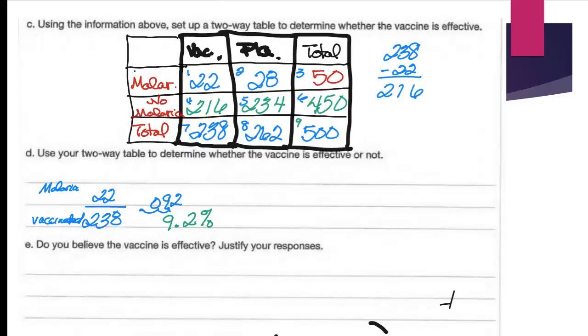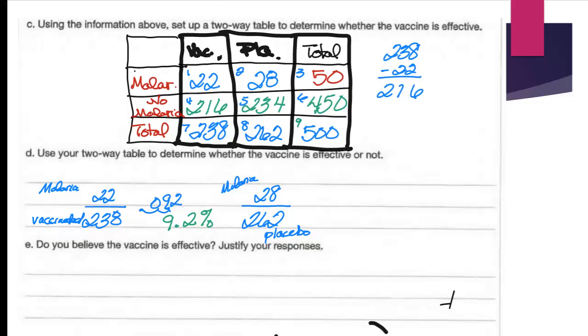Okay? What should we compare that number to? Those who got the what? The placebo and got malaria. So let's check that out. How many total kids got the placebo? 262. This is the placebo total. And how many of those kids still got malaria? 28. So what is 28 divided by 262?